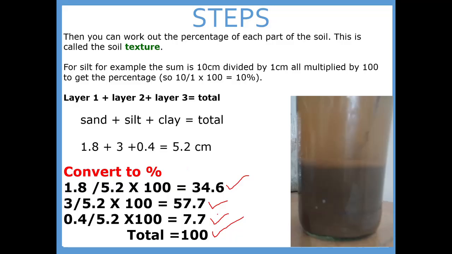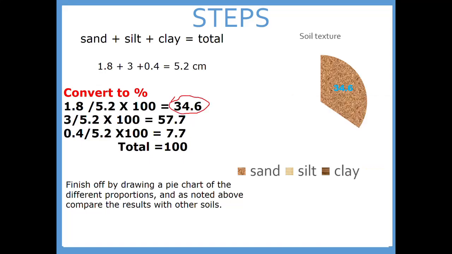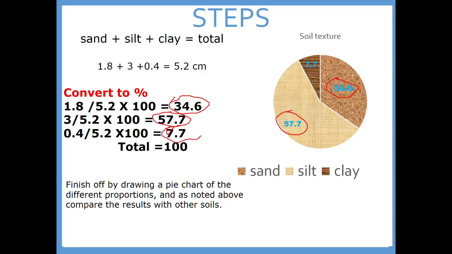Now we can present the collected data in the form of a pie chart. So finish off by drawing a pie chart of the different proportions, and as noted above, compare the results with the other soils you might have collected. So do compare. After preparing a pie chart, you will understand the difference between the sample soils collected from different areas. So how do we find out which type of soil we have collected?